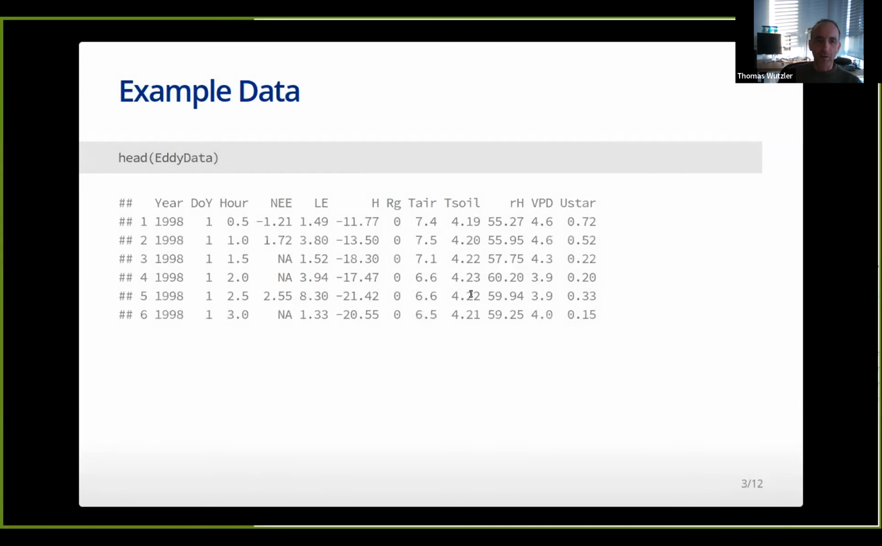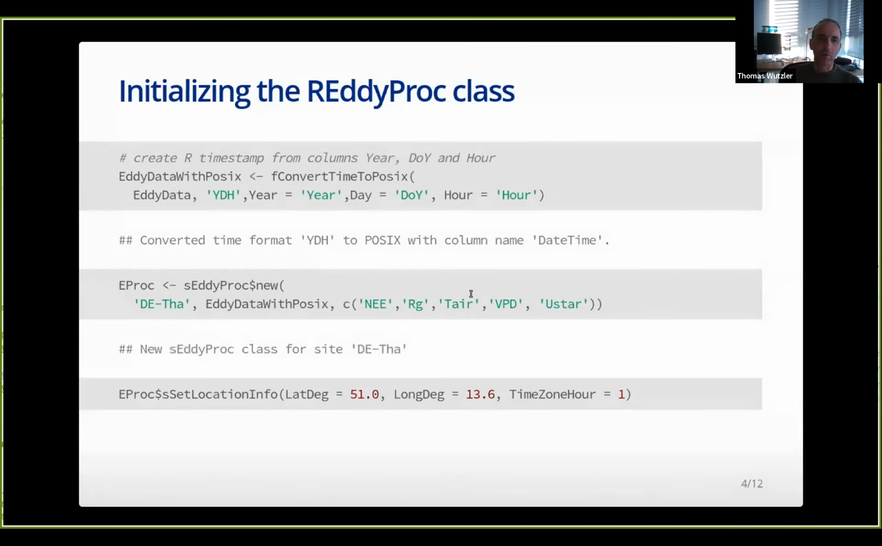And then you initialize the EddyProc class with this sEddyProc$new. You give it a name, you give it the data, and you give the columns that you want to provide to the EddyProc class, which are usually the net ecosystem exchange, incoming solar radiation, air temperature, also the soil temperature, vapor pressure deficit, and the friction velocity u-star.